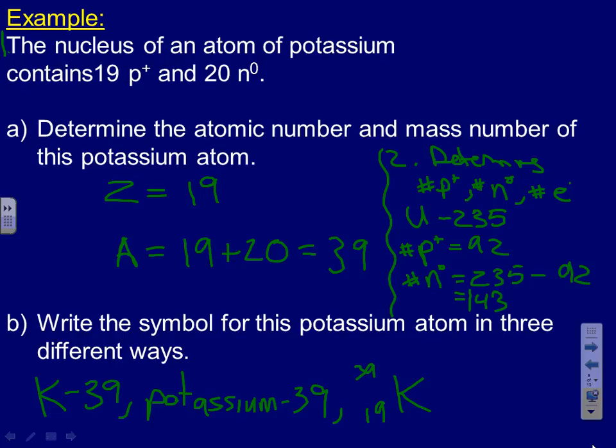143 is good? If this is a neutral atom, how many electrons are there in this thing? If this is a neutral atom, how many electrons are in this particular atom? Jillian? 92. It's the same as the protons. They got to cancel each other out. 92 electrons. That's the type of calculations you would have done in grade 10, I think. Very much of a review. Okay? All right. Excellent.